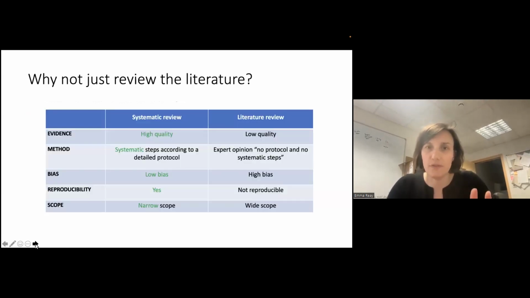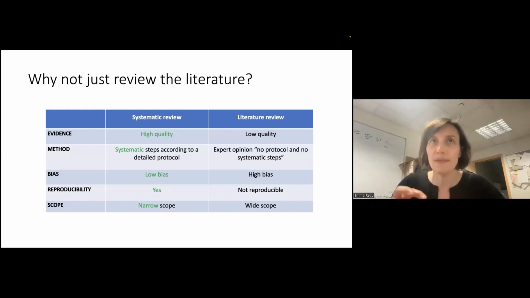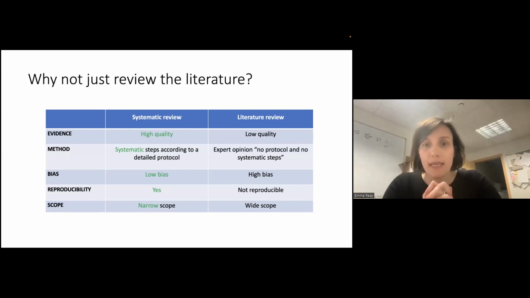So why not just do a literature review? Well, the difference between a systematic review and a literature review is essentially the quality and the rigor. So the evidence is high quality because it's filtered and screened, which I'll go through. There is a very specific method to it, so it's systematic. You have a detailed protocol. The systematic reviews tend to be less biased because it takes bias into account when it's looking at all of the different studies that are entered into a systematic review. It's reproducible and it has quite a narrow scope. So you have to design a question and try and answer that question with your systematic review.